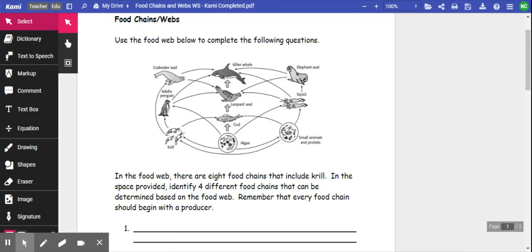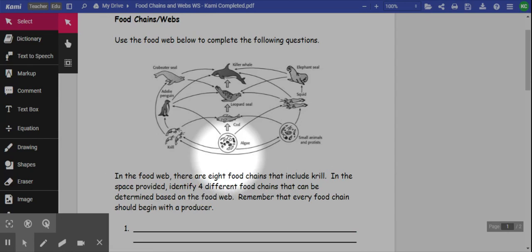Okay, we're going to look through our food chains and webs worksheet really quickly. It says here, use the food web below to complete the following questions. So before I even look at the questions, I'm going to make sure I know what's going on in my food web. So first of all, I want to point out the algae here.